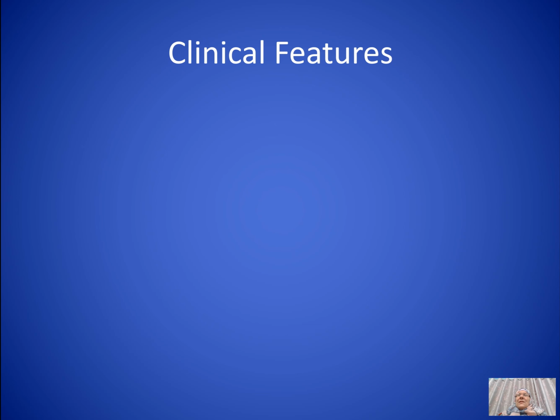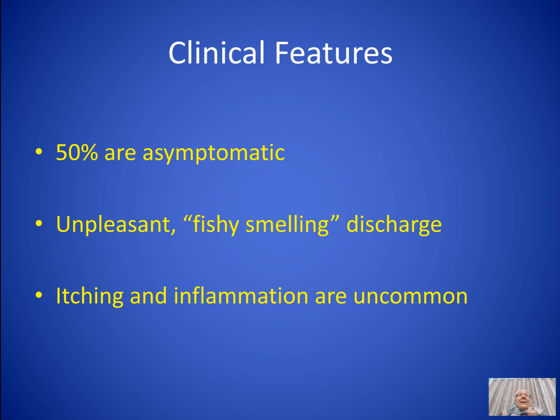So, clinical features. What are the clinical features associated with bacterial vaginosis? You're absolutely right when you say that 50% are asymptomatic. So there are 50% of women who have bacterial vaginosis who are not actually aware that they have it. And in healthy women who are not pregnant, this is okay. Bacterial vaginosis will go away again, resolve spontaneously. So if the patient is not bothered by it, she can be left alone in that sense.